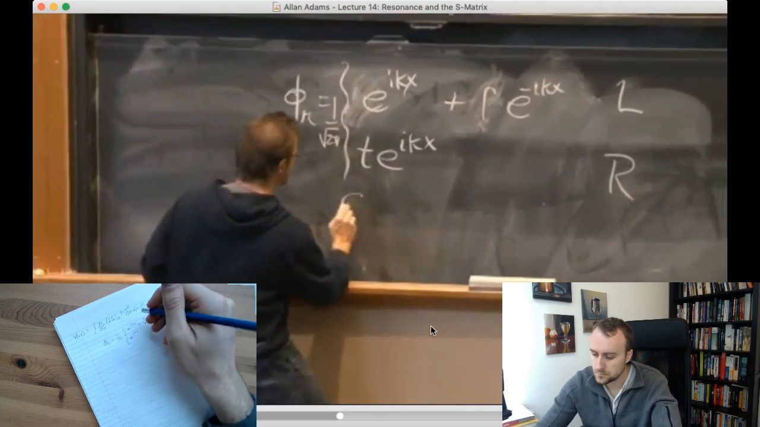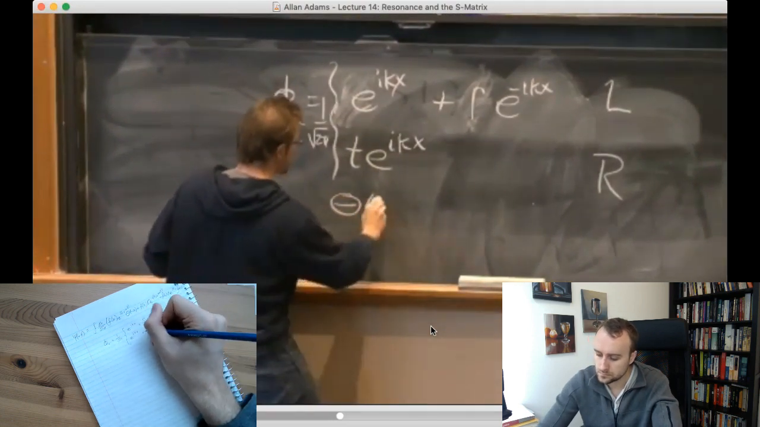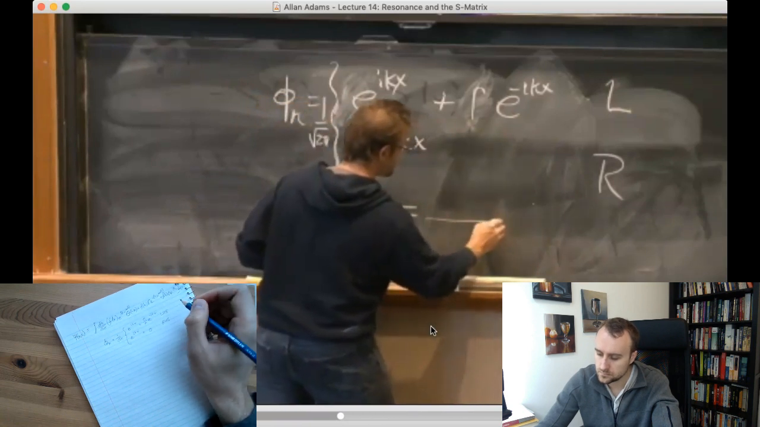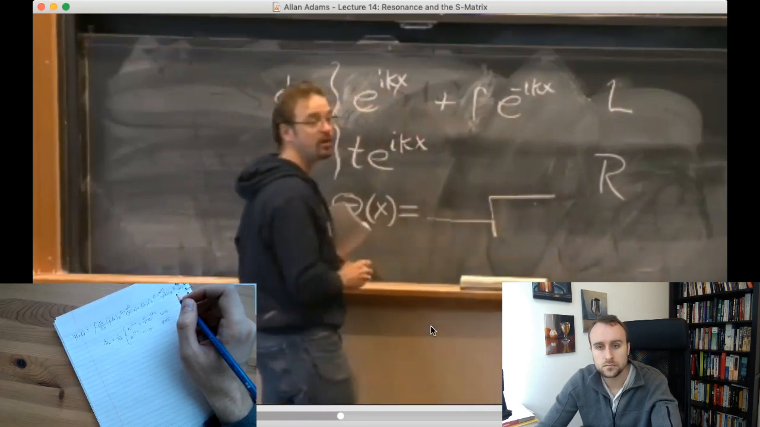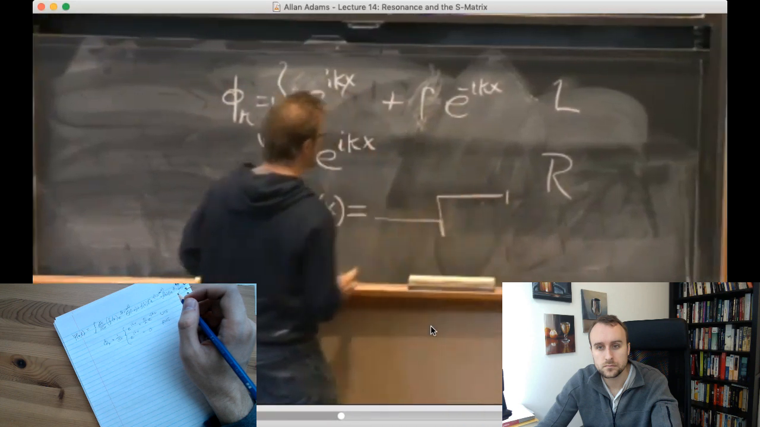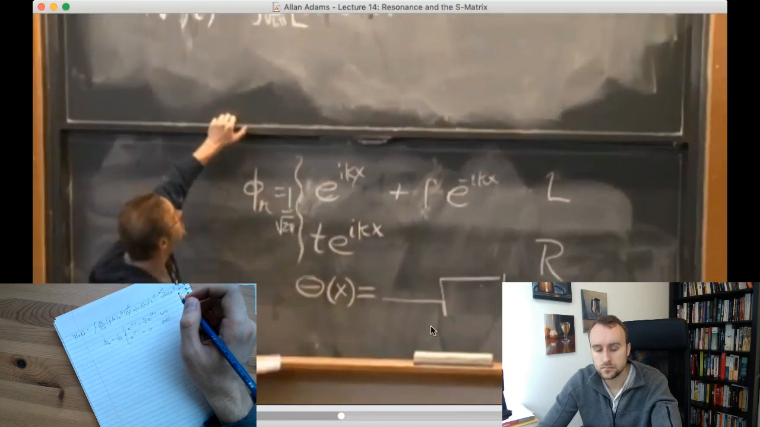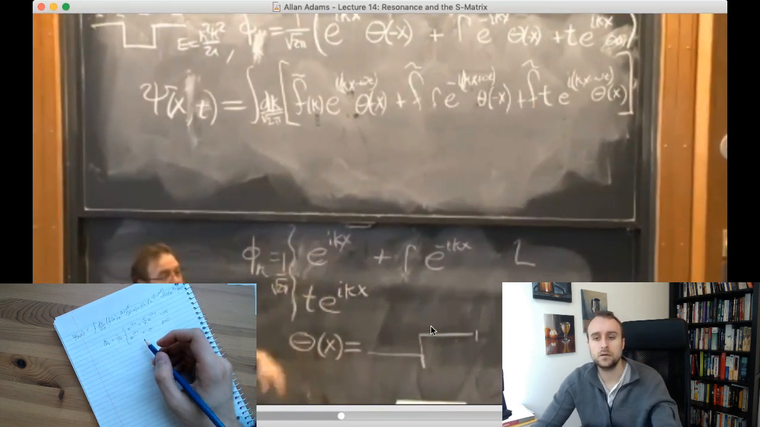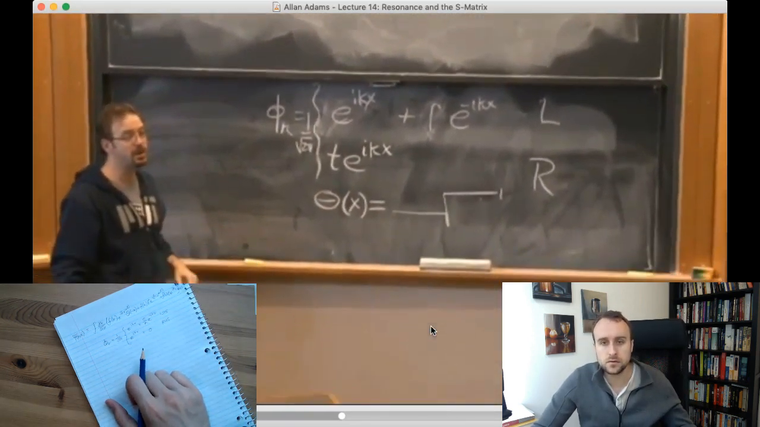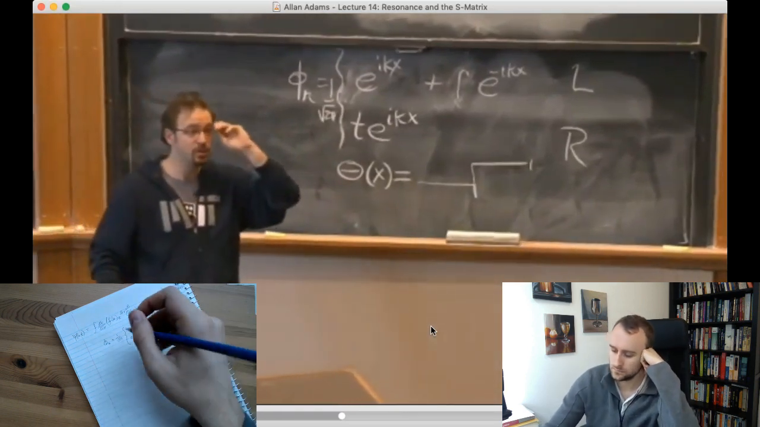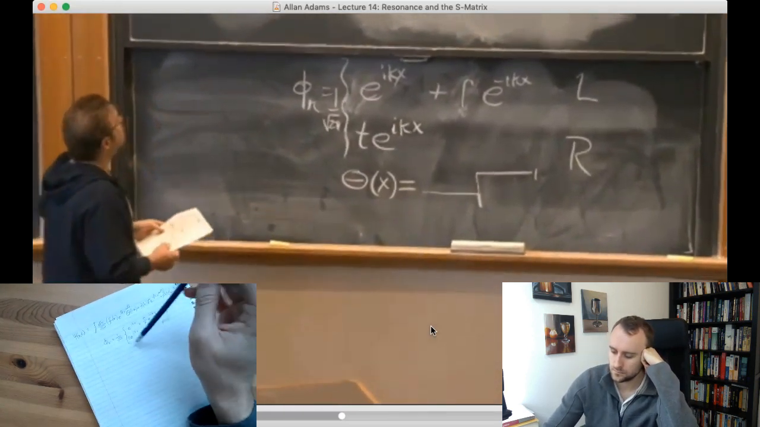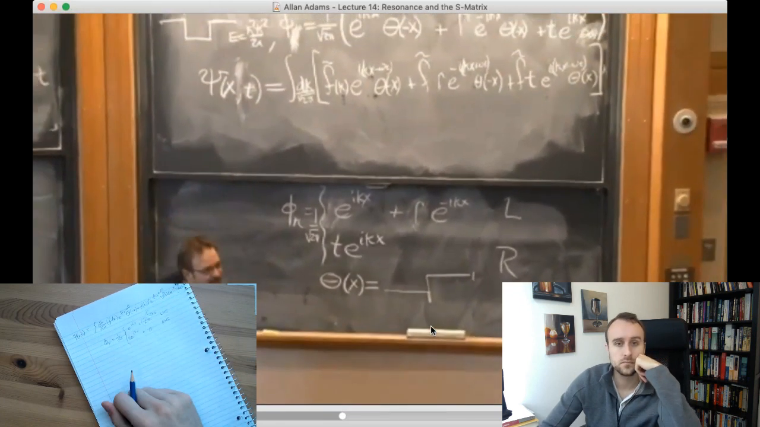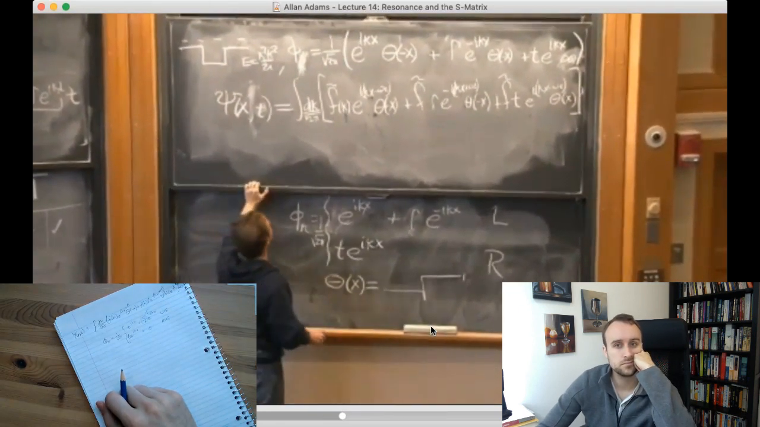But then I'm using the so-called theta function. Theta of x is defined as 0 when x is less than 0, and 1 when x is greater than 0. Using the theta function allows me to write this thing as a single function without having to goose around with lots of terms. Is that cool? Fantastic. Excellent. Thank you so much.